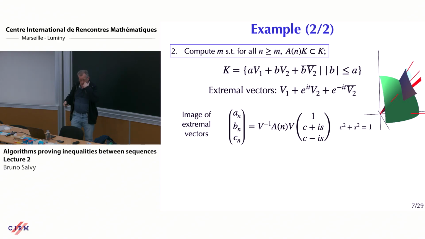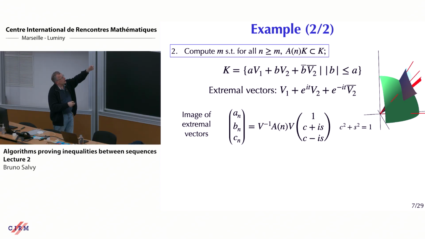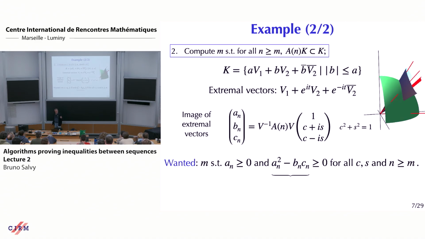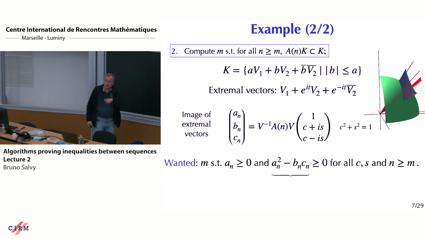So you take an extremal vector, and they're all parameterized like this. You take 1 for V1, c plus is and c minus is, modulus 1. So those are the coordinates. You apply A_n, and then you go back in the basis of the eigenvectors. And then you look at the coordinates. So what you want is that the first coordinate should be larger than the modulus of the second one. So a_n squared minus b_n c_n should be positive for all c's on the circle.